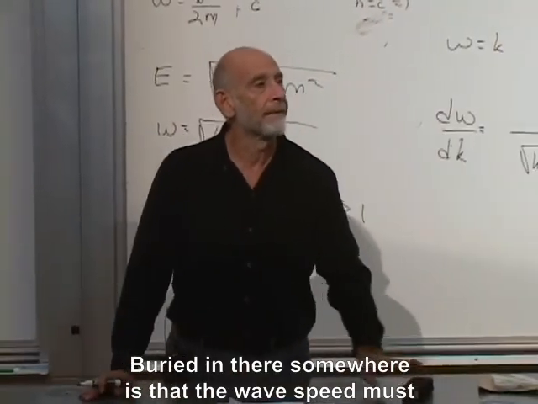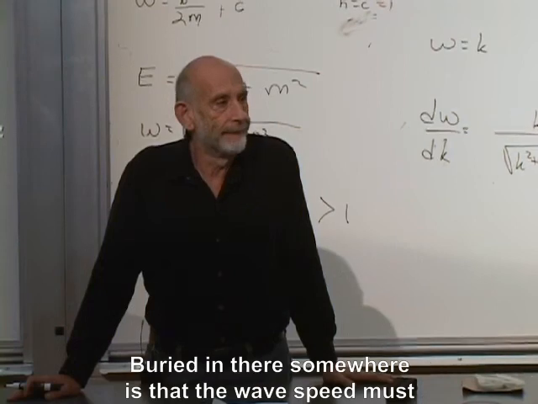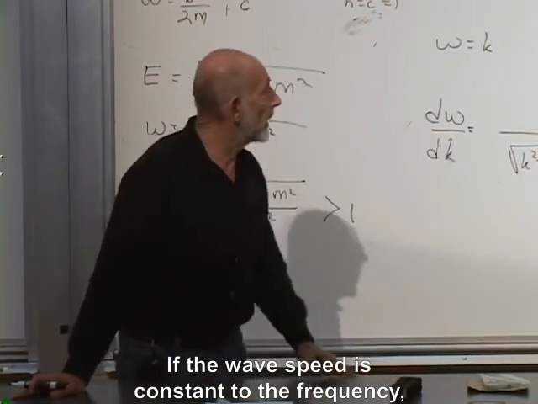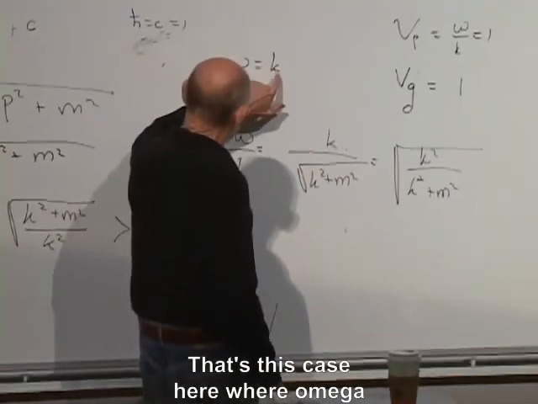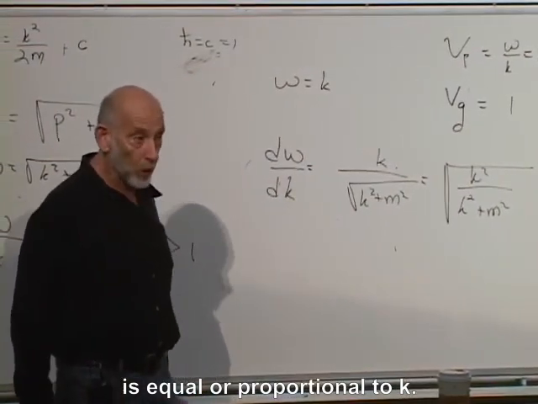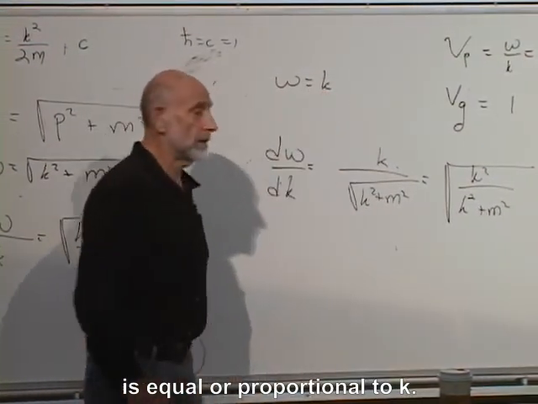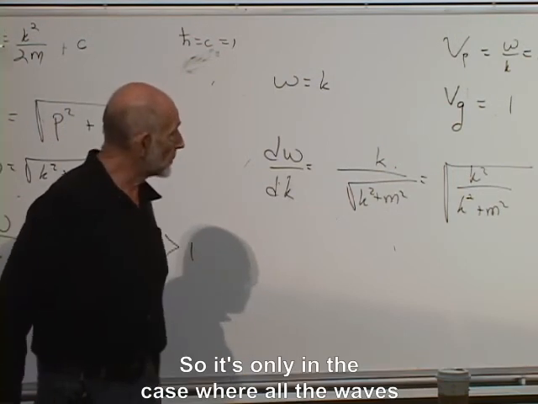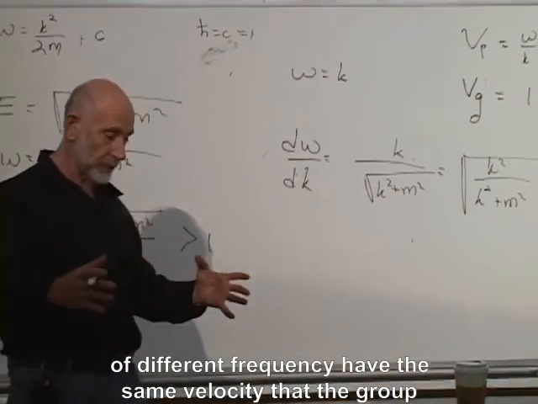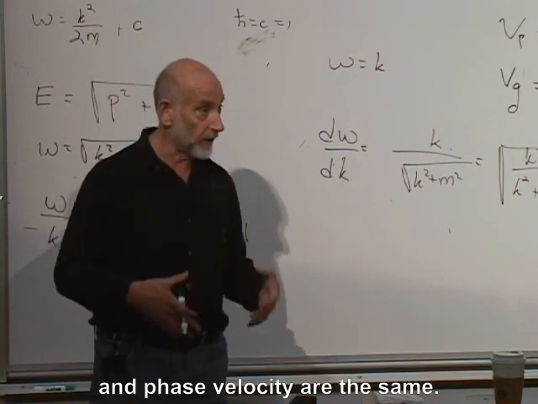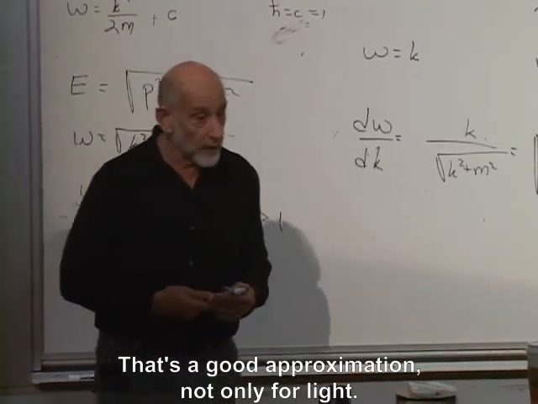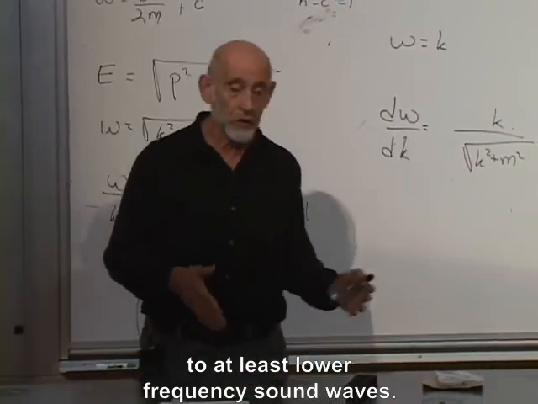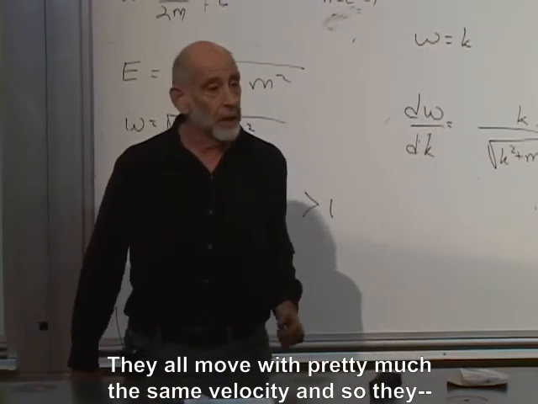Buried in there somewhere is that the wave speed must be a function of frequency. If the wave speed is constant with frequency, you get no dispersion. That's right. That's this case here, where omega is proportional to k. That's the case where all waves have the same velocity. So it's only in the case where all the waves of different frequency have the same velocity that the group and phase velocity are the same. Now, that's a good approximation not only for light, it also happens to be a good approximation for sound and other things. At least low frequency sound waves all move with pretty much the same velocity.